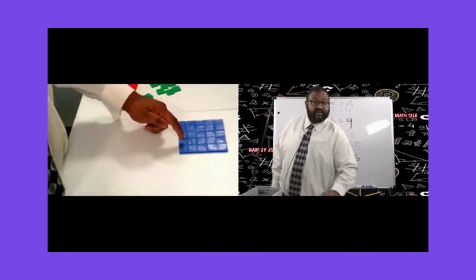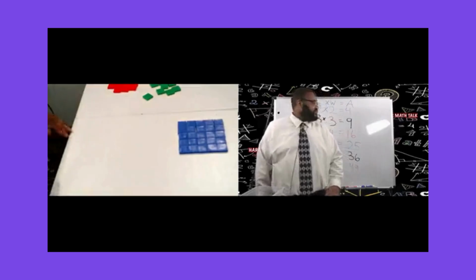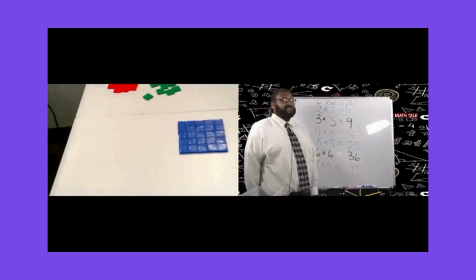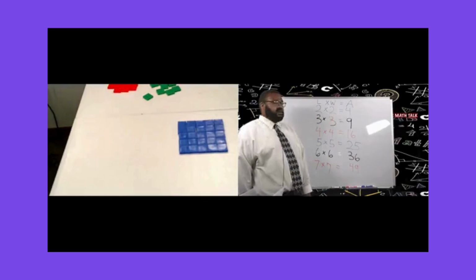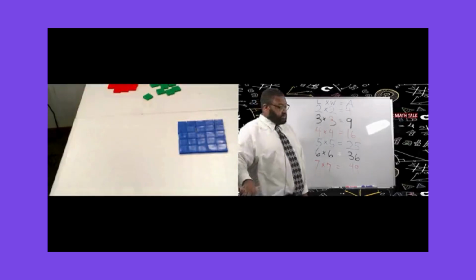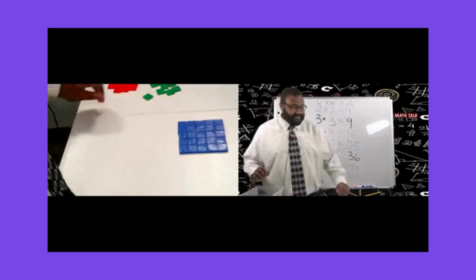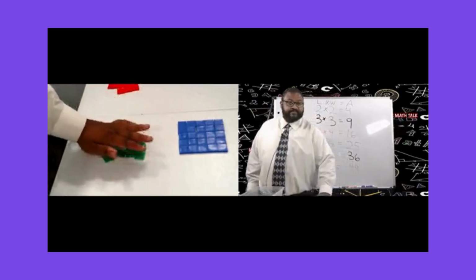This is a 5 by 5. 1, 2, 3, 4, 5. 1, 2, 3, 4, 5. And of course, we said a 5 by 5 is 25. All right, let me see how much room I got. I want to use my green and make a 6 by 6.